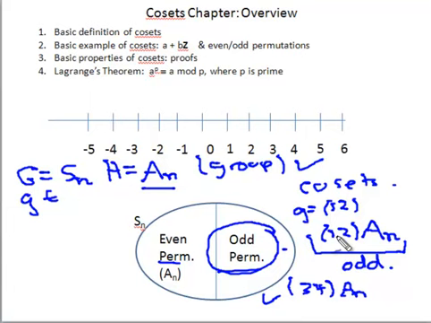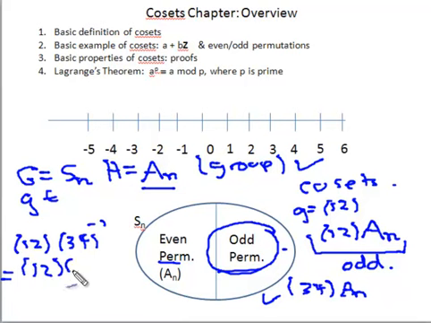Now, suppose we have two elements here. We have (1 2) and (3 4). Suppose we took (1 2), and we took the inverse of (3 4). What will we get? Well, that's the same as (1 2) times (3 4), because we know the inverse of a transposition is itself. And this is actually an element of A_n.